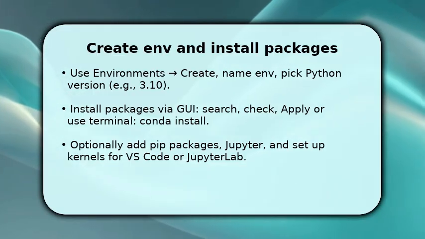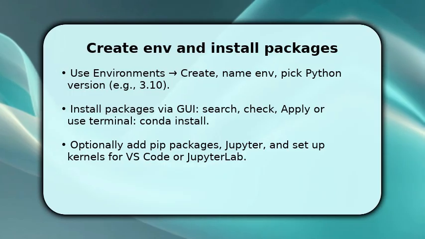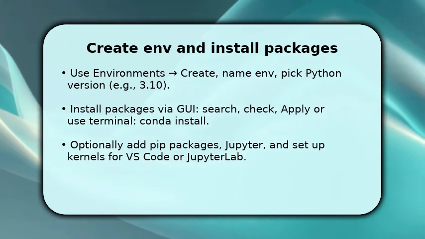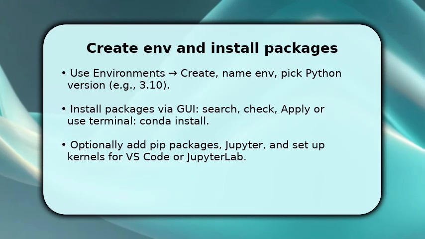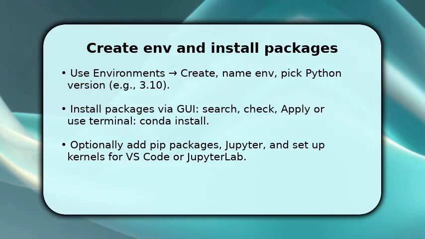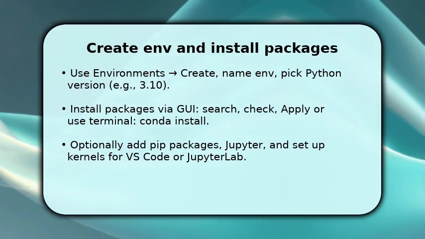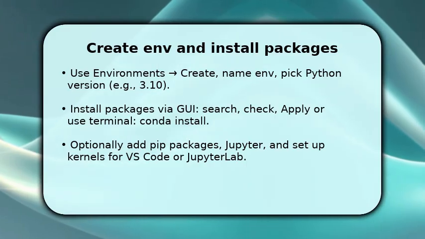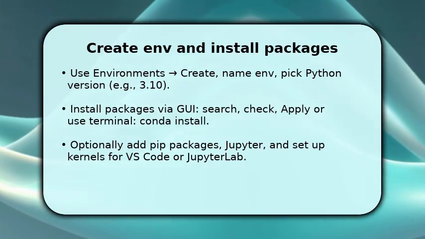If a package isn't available, open the terminal from Navigator and run conda install or pip install as needed. Once packages are installed, register kernels for Jupyter or integrate with VS Code so you can run code immediately.